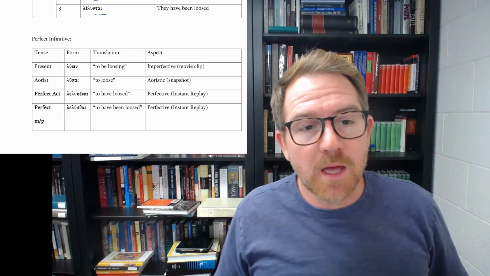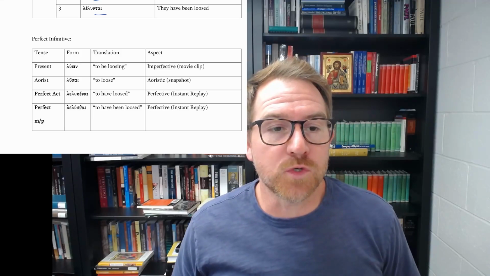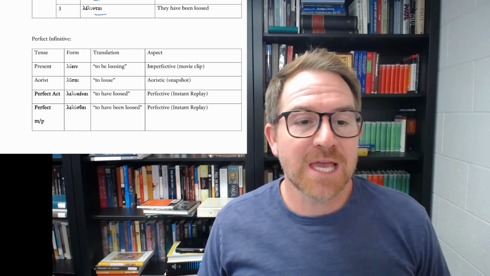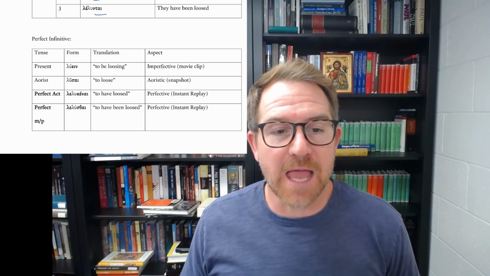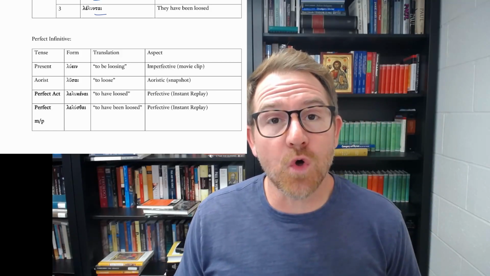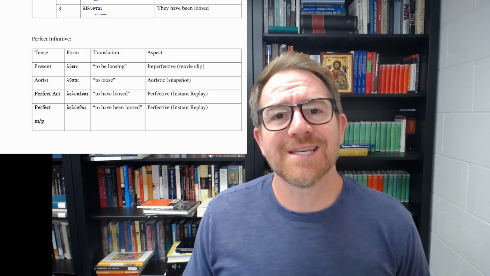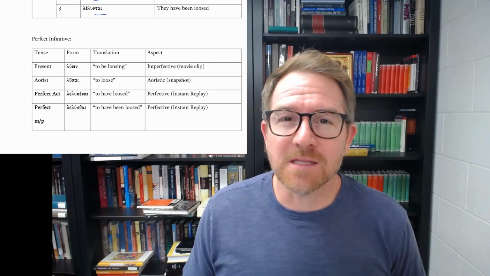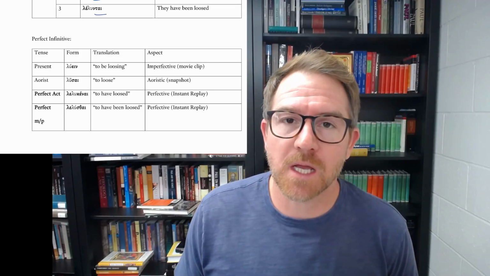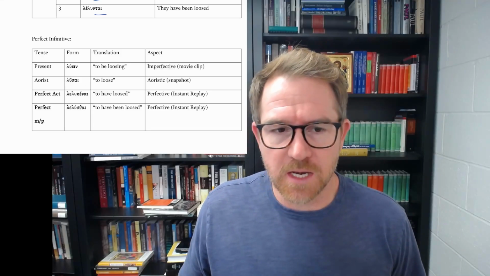You also have the perfect infinitive. So we've seen the present infinitive, luein, to be loosing, the aorist, lusai, to loose, the perfect active, lelukenai, to have loosed, and then the perfect middle passive infinitive, lelusthai. Now in the infinitive, you're only talking about aspect, how the verb is being described, because the infinitive mood doesn't have tense in the sense of when verbs are happening. We'll talk about infinitives more down the line, but for now, that should be enough of what you need to know.